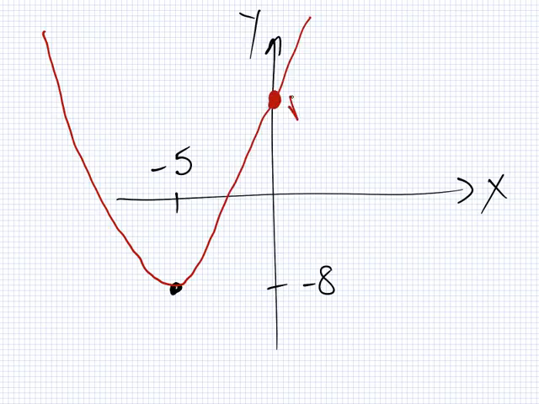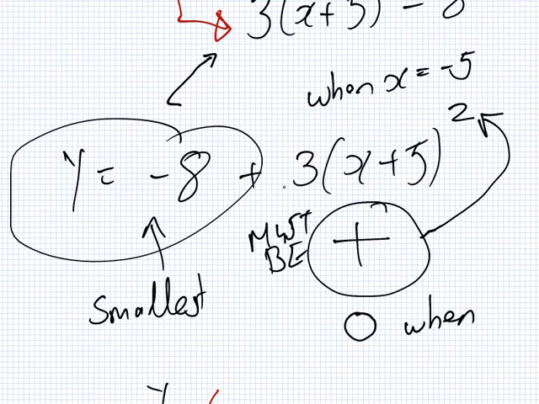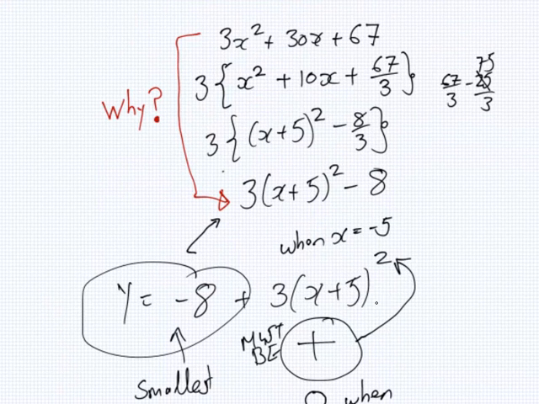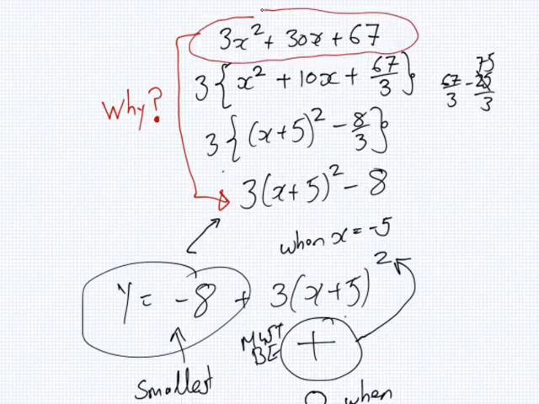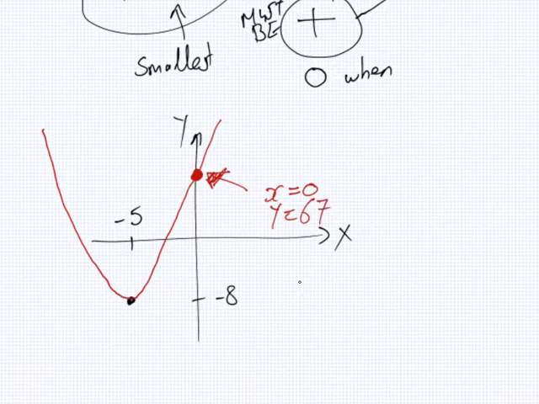Now, we can also know this point. What's special about this? Why is this special? Because x is 0. So we can know the y. Look, if I go back and put x is 0, I can get the y. So when x is 0, y is 67. I think it's easy to see it here. When x is 0, y is 67. So this is 67 then, at this point here.